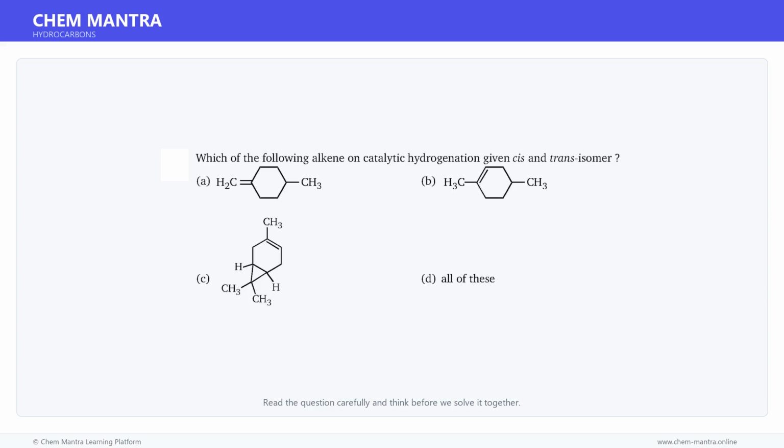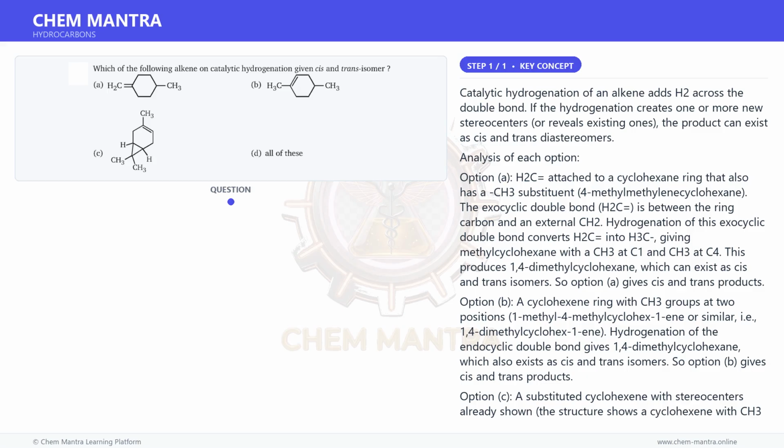Here is a question. Read it carefully and think about the answer. Let us solve it step by step. Let us first understand the key concept here. Catalytic hydrogenation of an alkene adds H2 across the double bond.